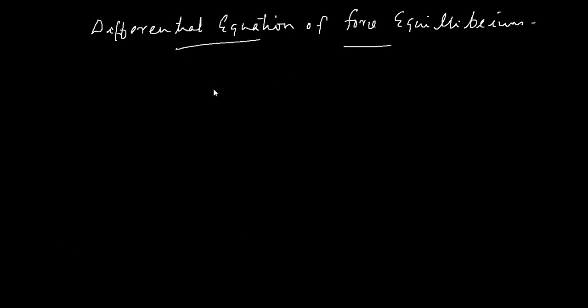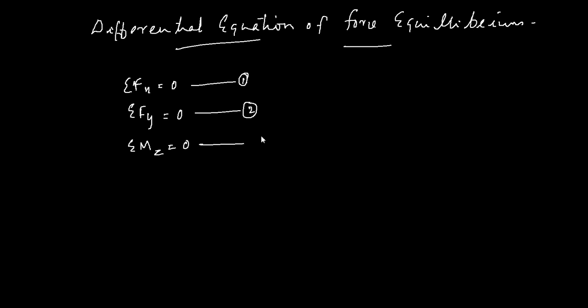In a previous couple of videos, we discussed that the static equilibrium of force is given by equations such as summation of forces in x direction is 0 and summation of forces in y direction is 0. These are the equations for force equilibrium. And we have also another equilibrium for static equilibrium of a body, which is summation of moments about z equal to 0. But we are only concerned about the force equilibrium equations in this video.